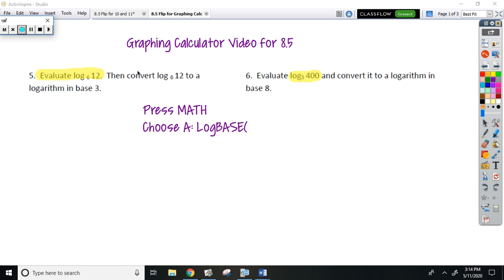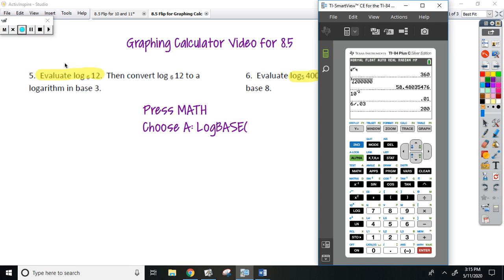All right, so in the lesson for 8.5, I showed you how to use the change of base formula. Whenever I asked you to evaluate log base 6 of 12, we did log 12 divided by log 6 and got a number. I wanted to show you, especially those of you that borrowed a calculator from me or have a new graphing calculator, how your calculator actually can do this for you.